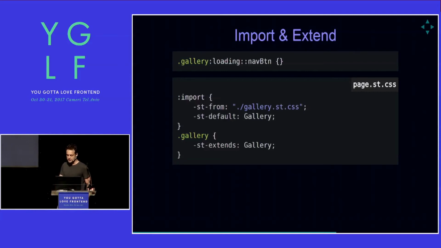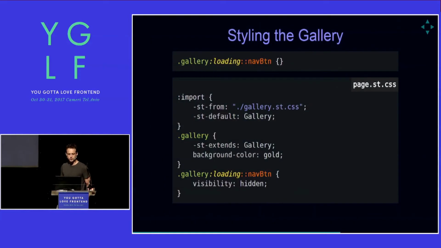Now we can express the selectors we wanted to express before. We can say that our nav button is hidden while our gallery is loading, or maybe that we want to style the inner icon of a navigation button of our gallery. Let's look at how the gallery style sheet defines those inner state and elements.